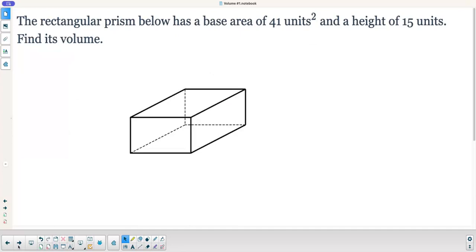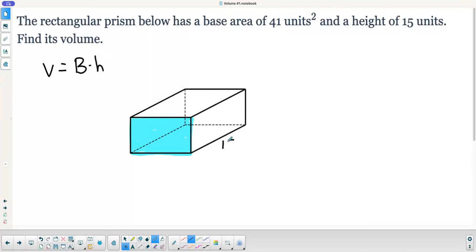So the rectangular prism below has a base area of 41 square units and a height of 15 units. Find its volume. What makes a prism is that you have the same shape on the front and the back of it. If you look here, this is a rectangle. This is my base. And if I look all the way in the back, that's also a rectangle. So that's what makes it a prism.